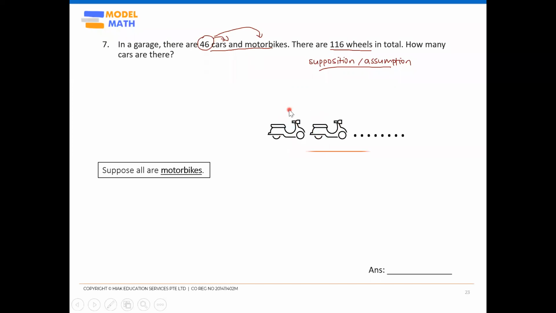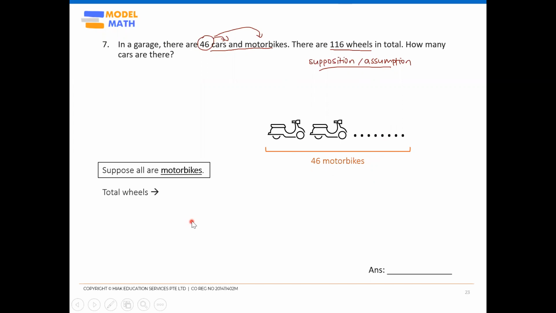When I put the dots, it means many, many more motorbikes. All this will be your 46 motorbikes now. You pretend there are 46 motorbikes now. When I pretend there are 46 motorbikes, I will first be interested in finding out what is the total number of wheels in this diagram. So that's my next thing I will write down, total wheels.